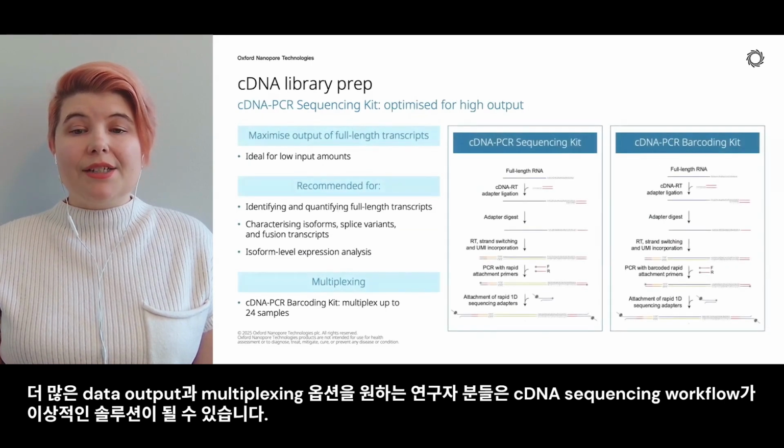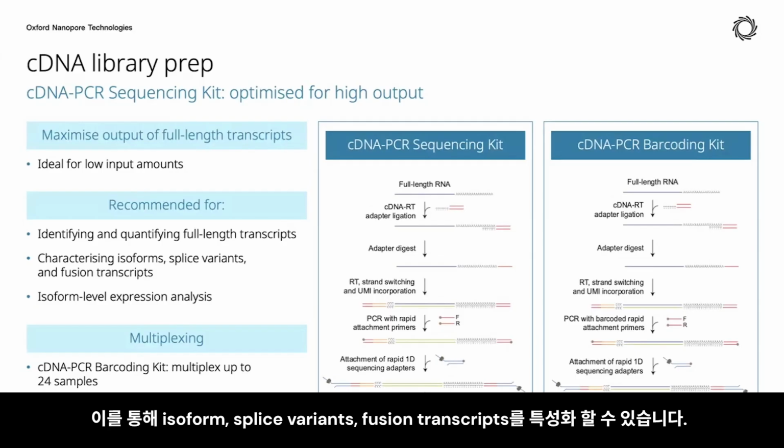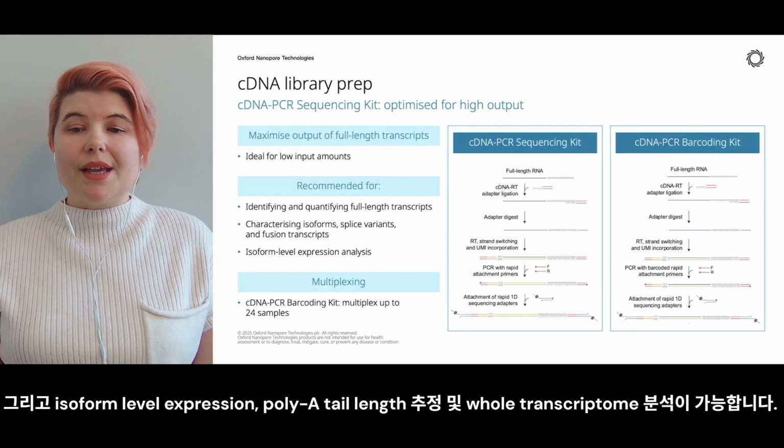Those looking for higher data outputs and the option to multiplex will find the cDNA sequencing workflow an ideal solution, with data enabling the characterization of isoforms, splice variants, and fusion transcripts, as well as isoform-level expression analysis, poly-A tail length estimation, and the ability to identify and quantify full-length transcripts.